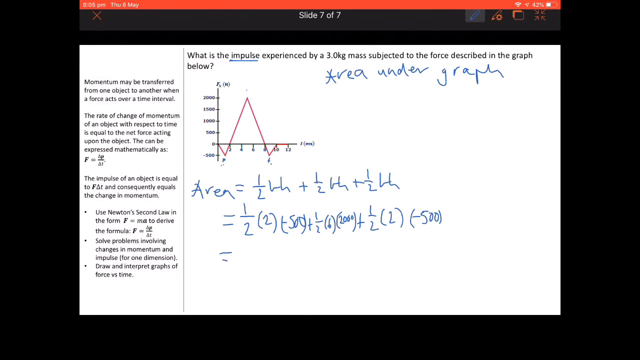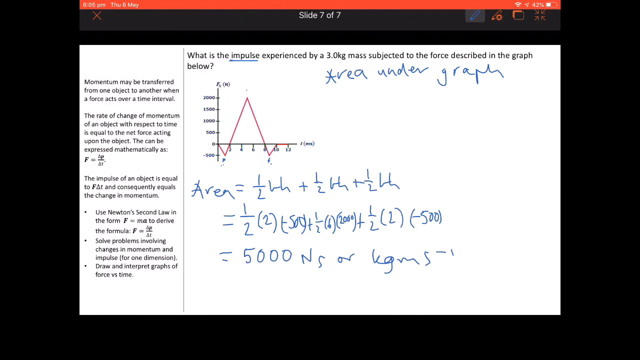So overall, this will be equal to 5,000, and our units for impulse are newton seconds or kilogram meters per second. So the impulse experienced by the 3 kilogram mass is 5,000 newton seconds or 5,000 kilogram meters per second.